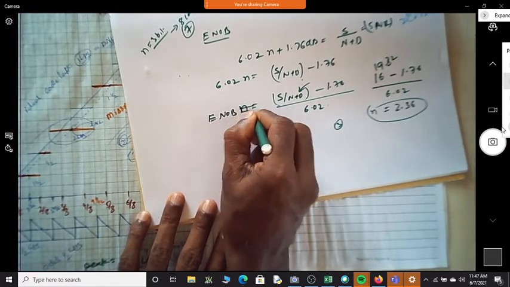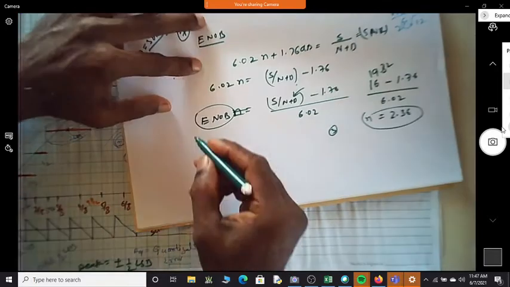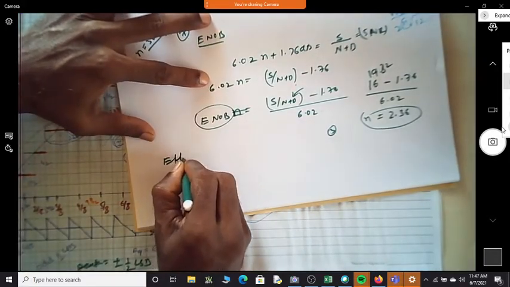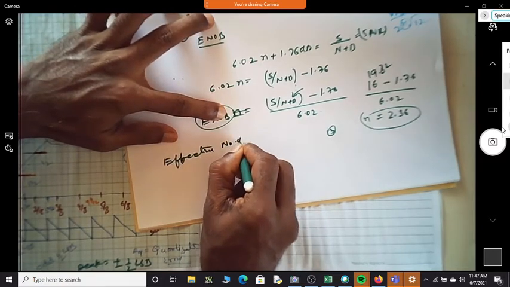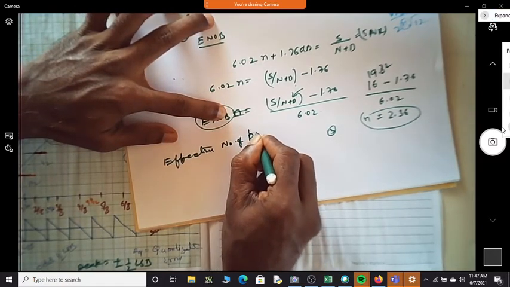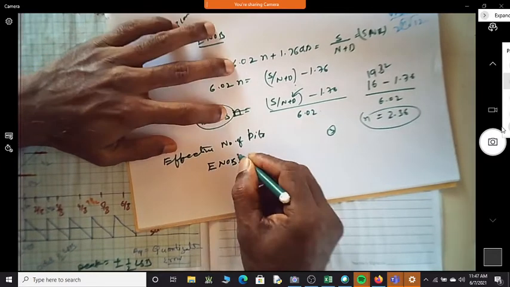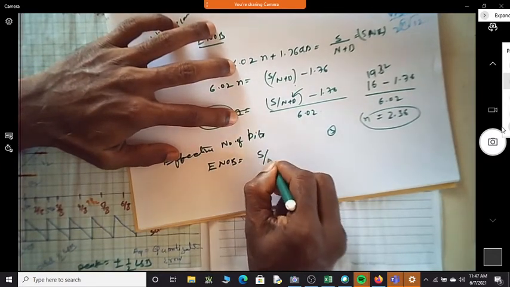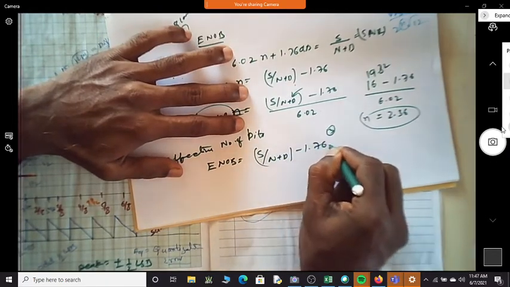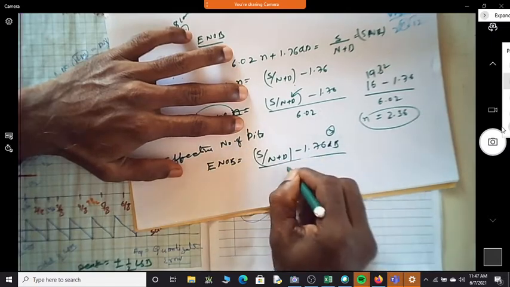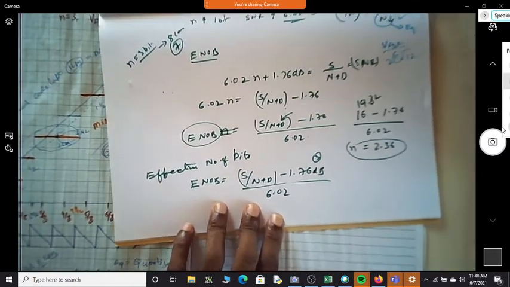ENOB. What is this ENOB now? E stands for effective number of bits. Effective number of bits is your ENOB. So ENOB is given by signal to noise plus distortion ratio minus 1.76, this is actually in dBs, divided by 6.02. This will actually give an idea.